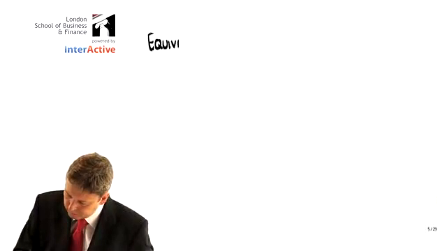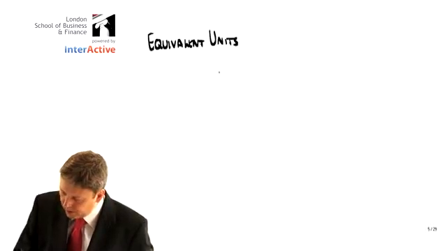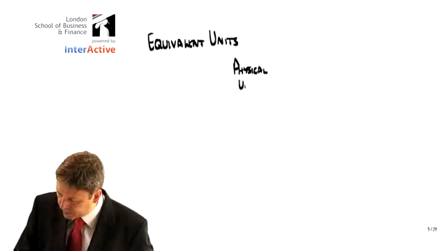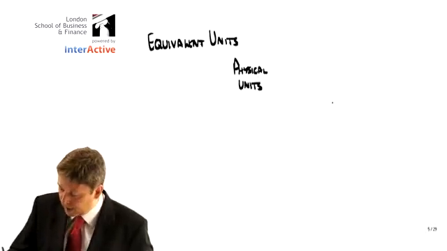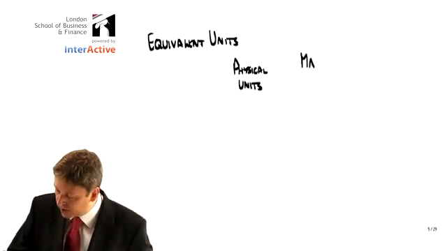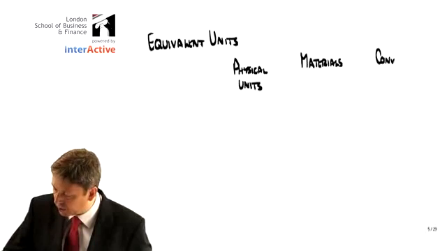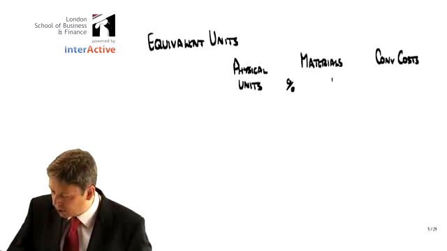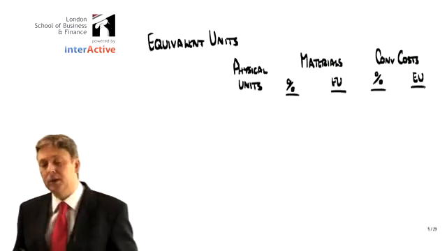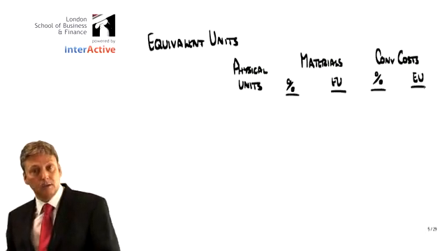If we're looking at our equivalent units, remember, we start with our physical units, and from them we establish the equivalent units. Separate, of course, for materials and conversion costs. Materials, we can look at the percentage degree of completion and the number of equivalent units. Conversion costs, the percentage degree of completion and the equivalent units.